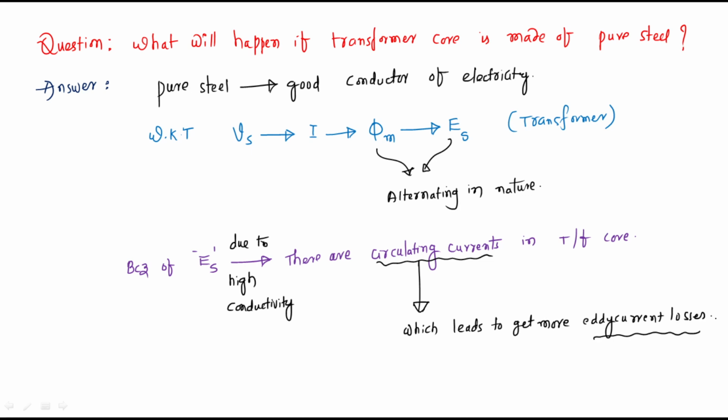We all know that conductivity is responsible to get eddy current losses. Due to high conductivity, that EMF is responsible to provide current. That current is nothing but circulating current, which leads to more eddy current losses. So how can we reduce those eddy current losses? If we provide pure steel, obviously the conductivity is more. Because of that, we have a current called circulating current, which is responsible for eddy current losses. So in order to reduce eddy current losses, we have to add some silicon to the steel.